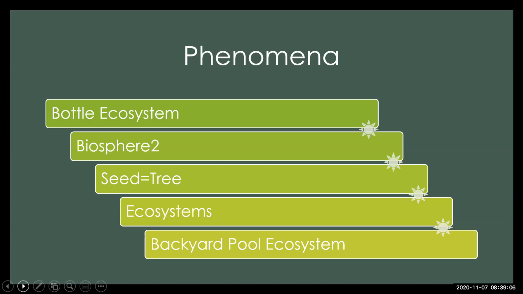You can also use the alternative phenomenon of the Biosphere 2, which is a great resource for us here in Arizona. We have also included a seed, and then we talk about how it turns into a tree. We've added a variety of ecosystems, and we have included an example where someone has created an ecosystem in their backyard pool. So those are the phenomena we talk about in learning sequence 1, which the students interact with in one way or another.